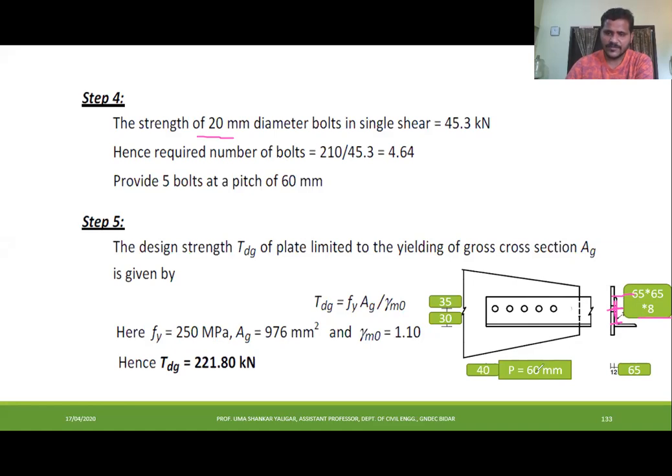And similarly, if you want to calculate the gross area of the outstanding leg, this is the outstanding leg. From here up to this center, how much is it? 65. Then up to the center it will be 65 minus 8 by 2, and multiply by thickness. Thickness is how much? 8 mm. This will give the area of your outstanding leg. In this way, we need to calculate the area of the connected leg and also the outstanding leg.